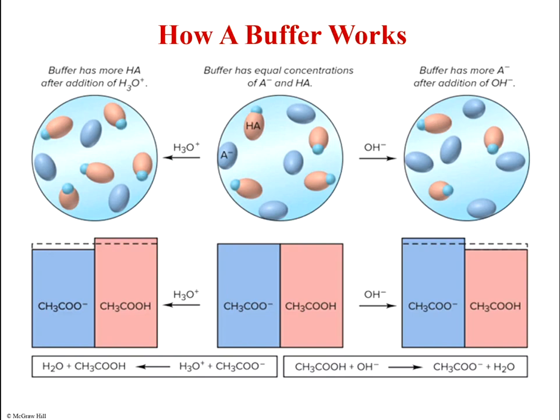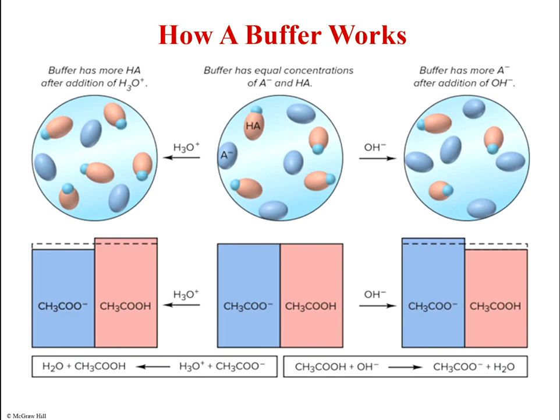So now we can see this graphically. In the center of this image here, we see a buffer that has equal concentrations of our weak acid and weak conjugate base. So our acetic acid and our acetate. So the acetic acid in the red bar and the acetate in the blue-gray bar.